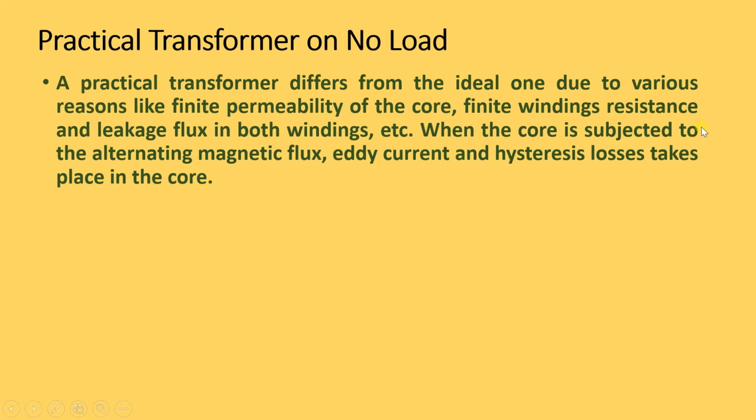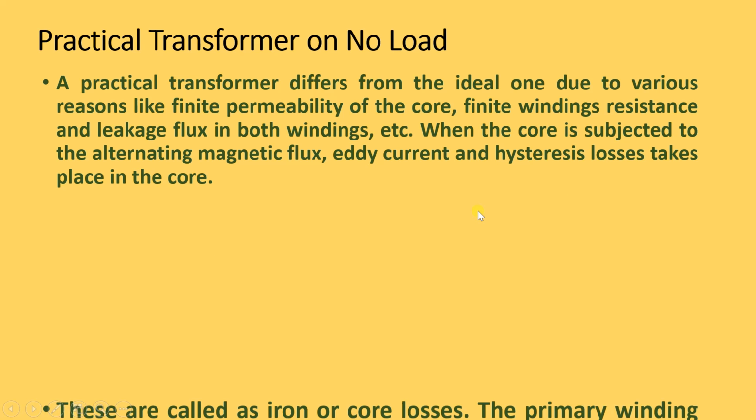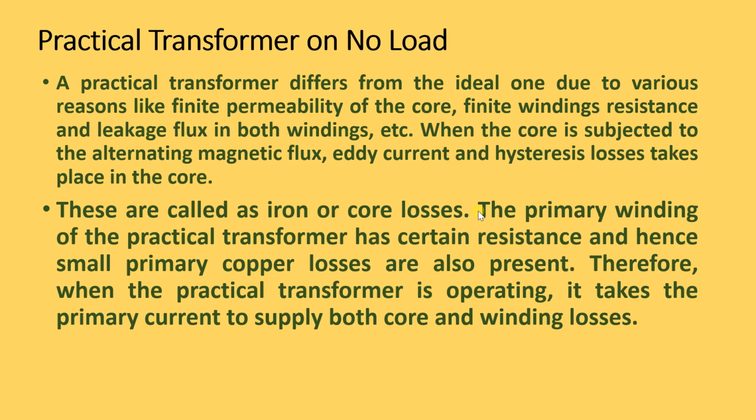When the core is subjected to the alternating magnetic flux, eddy current and hysteresis losses take place. So in the practical transformer we have the eddy current and hysteresis losses. These are called iron or core losses. The primary winding of the practical transformer has certain resistance, and hence small primary copper losses are also present. Therefore, when the practical transformer is operating, it takes primary current to supply both core and winding losses. The primary current produces the losses.